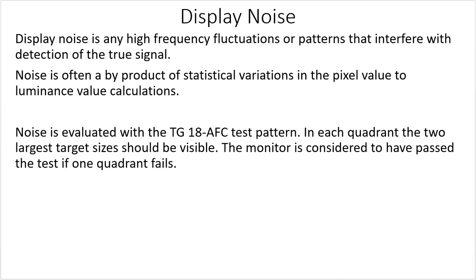Last but not least is display noise. Display noise is any high-frequency fluctuations or patterns that interfere with the detection of the true signal. Noise is often a byproduct of statistical variations in the pixel value to luminance value calculations, right? So if the exposure value is 18.8 and the luminance value is 18, well, we've given up 0.8. There's a 0.8 variance there. And so it may not look exactly like the image, but no human eye can detect a 0.8 difference. So it's just how these statistical variations get involved in the equation.